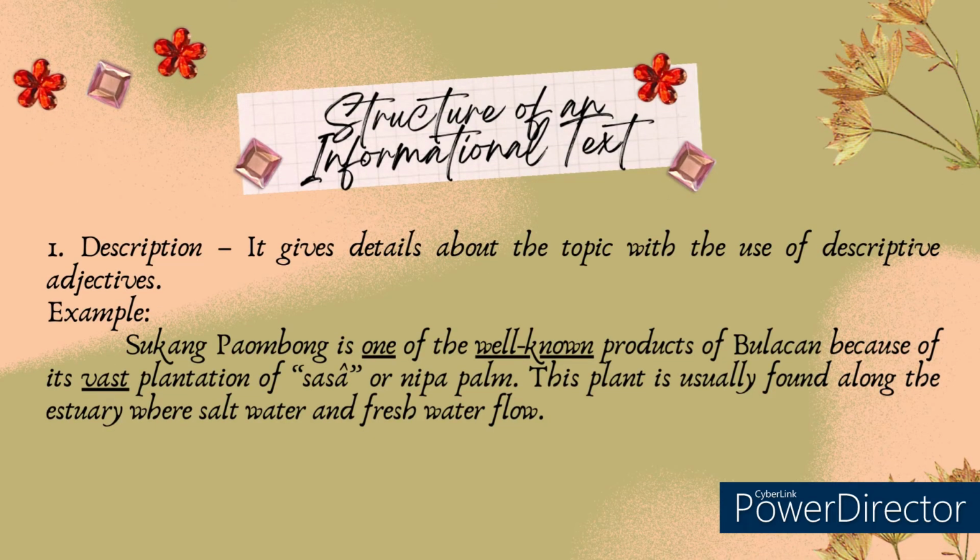Structure of an informational text. Number 1. Description. It gives details about the topic with the use of descriptive adjectives. It uses signal words, for instance, such as to begin with, an example, characteristics, and to illustrate. Look at the example. The underlined words are adjectives.